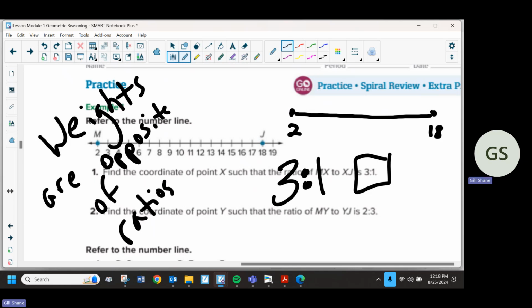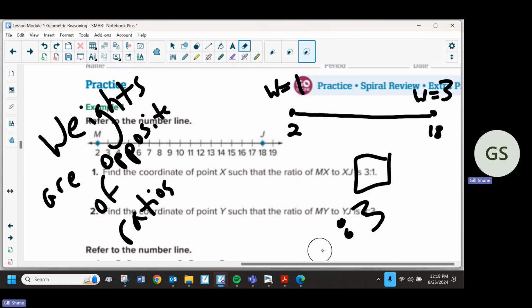So if they are exactly opposite, I can do this same problem using weights. I just need to change the ratio into the opposite ratio. So instead of 3 to 1, I want to use weights of 1 to 3. So I could write a weight of 1 here, a weight of 3 here.